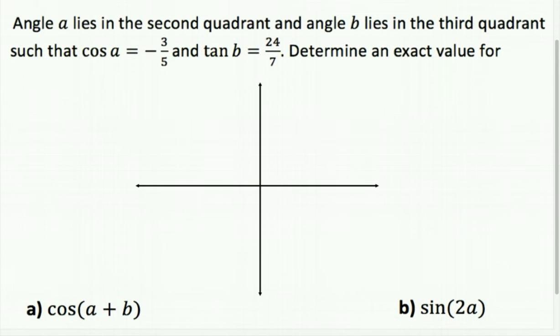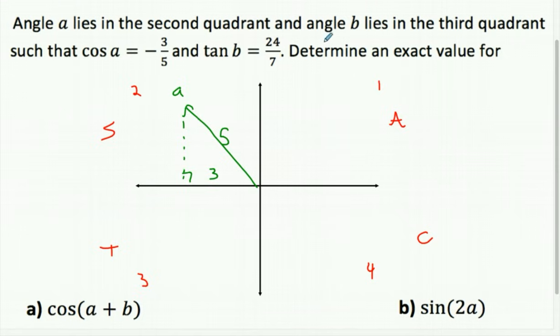So let's start by numbering our quadrants: 1, 2, 3, 4. And let's see what we know about angle A. Angle A is in the second quadrant, so I'm just going to draw a terminal arm in the second quadrant. It tells us that cos A is negative 3 over 5. Don't forget your CAST rule. Since we're in the sine quadrant, of course cosine is negative, and cosine is adjacent over hypotenuse. So 3, 5.